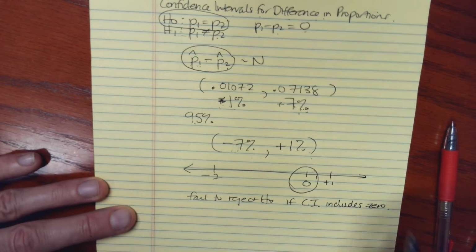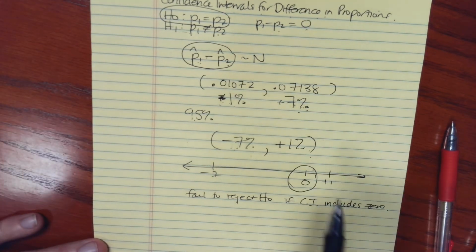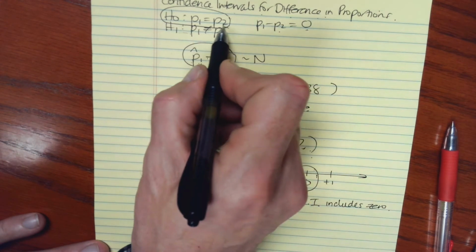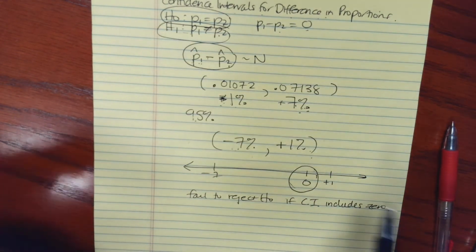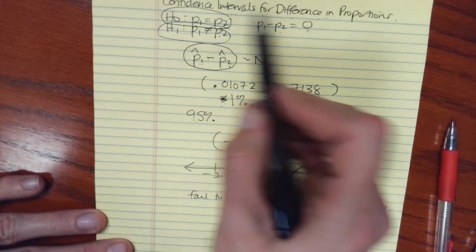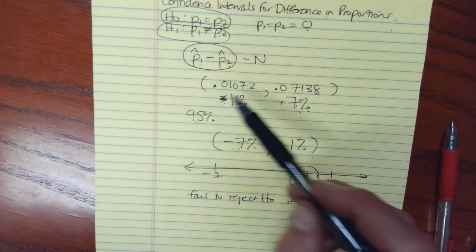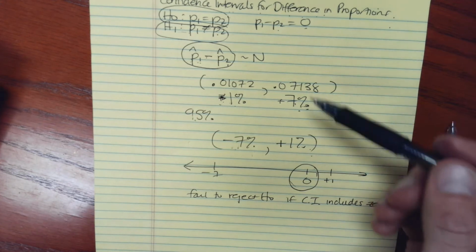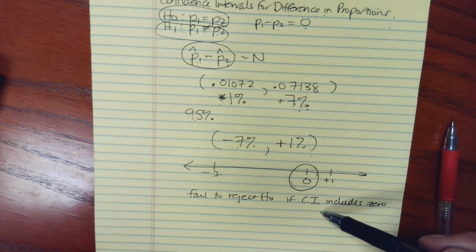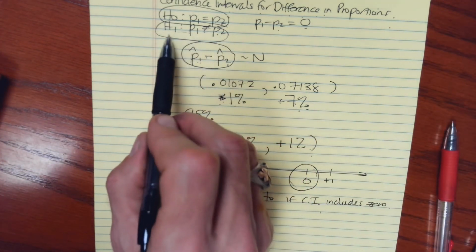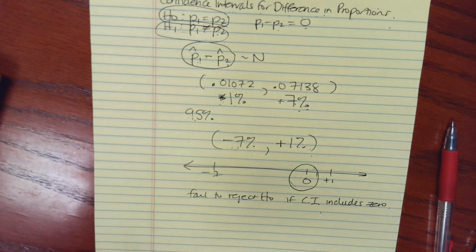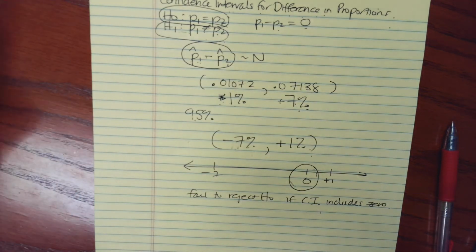Fail to reject the null hypothesis if the confidence interval includes 0. Now, this of course applies if you were doing a two-tailed test with a confidence interval for the difference in proportions. So that's how you can find the interval using your calculator, and then also how you can use that interval if you want to make a decision about a two-tailed hypothesis test.